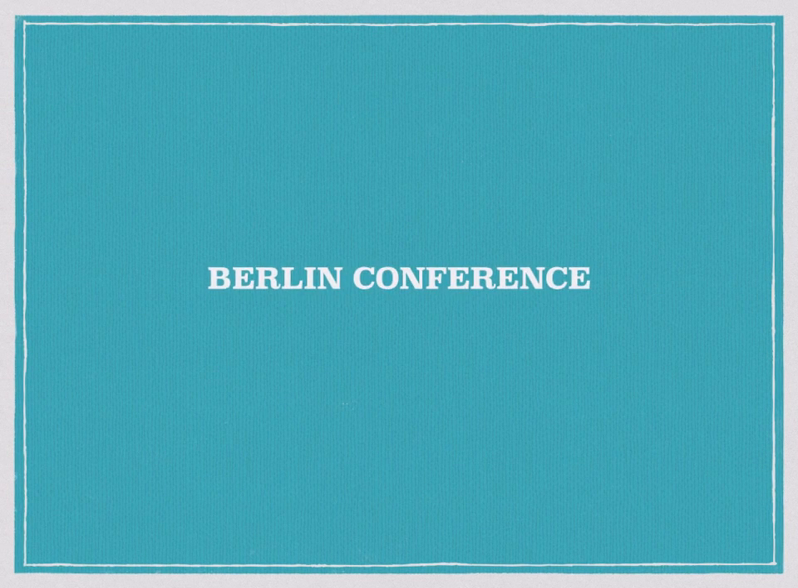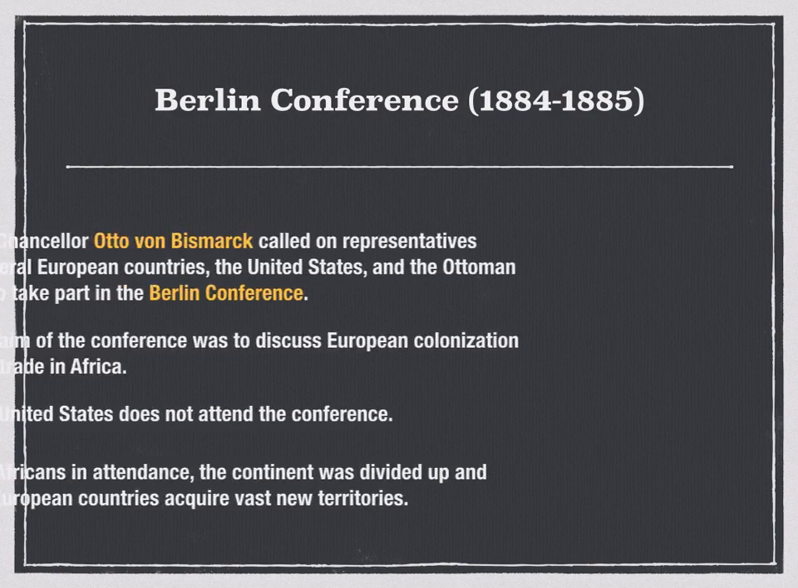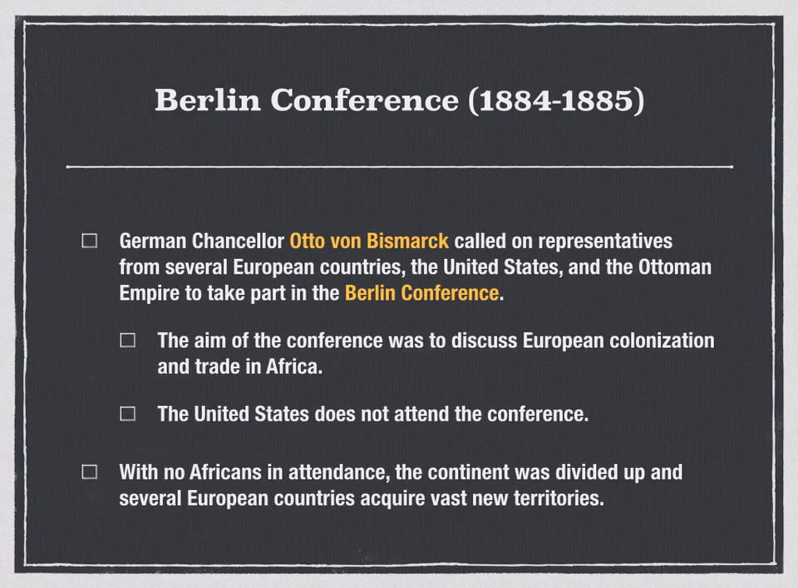Berlin Conference. Berlin Conference, 1884 to 1885. German Chancellor Otto von Bismarck's idea was to call on representatives from several European countries and the United States, and also the Ottoman Empire, to take part in a large conference called the Berlin Conference. The aim of the conference was to discuss European colonization and trade in Africa.